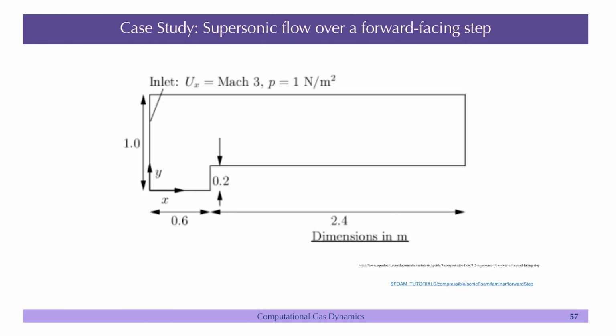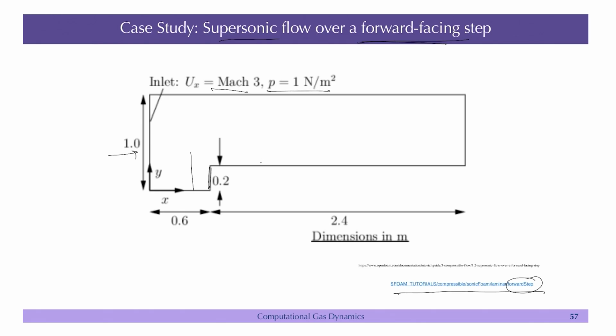One more example I want to show you, this is supersonic flow over a forward facing step. This is a default problem in I think sonicFoam. Here you can see foam tutorial, compressible, sonicFoam, laminar, forwardStep, and this is a simple problem, but the flow features are quite complicated. So, you have a step, it is called a forward step. Flow is coming and then it sees a step, and because the flow is supersonic, it will develop a detached shock, and the Mach number is 3, and pressure is 1 Newton per meter square.